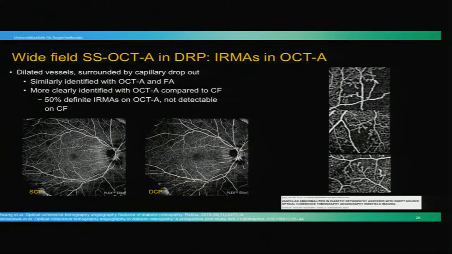For example, in all vascular retinal diseases, it's a nice way to depict lesions. In diabetic retinopathy, wide-field OCTA was shown to be as good as fluorescein angiography and definitely much better than the gold standard of seven-field images and wide-field color fundus images.